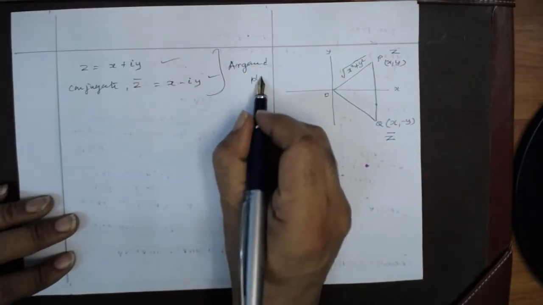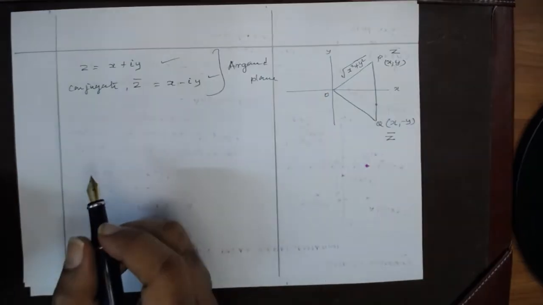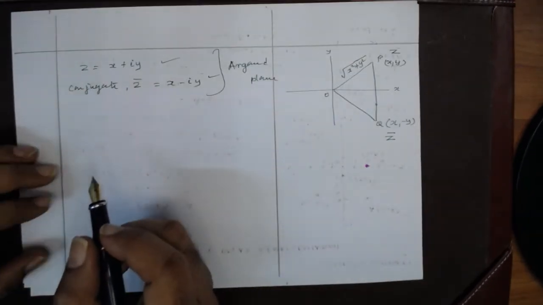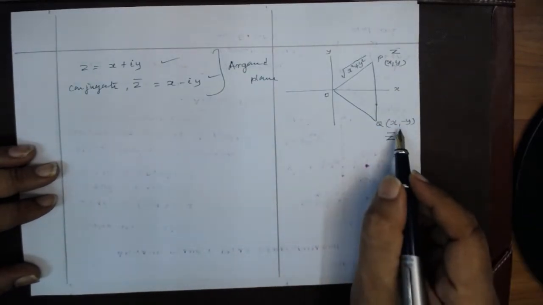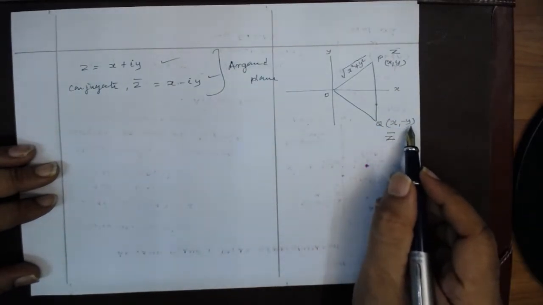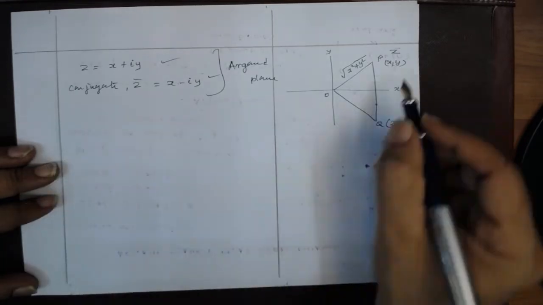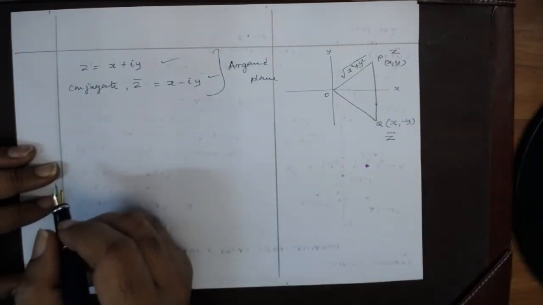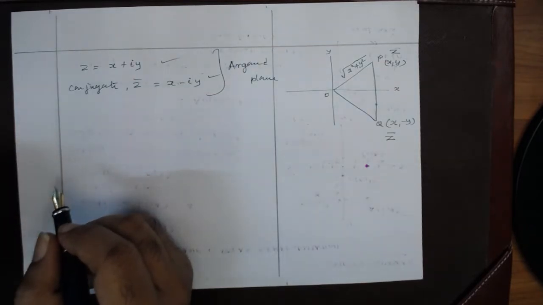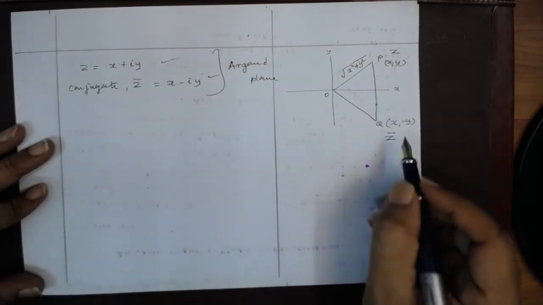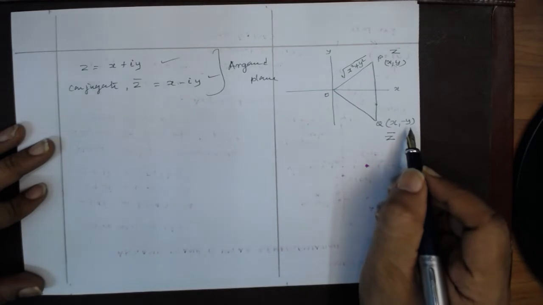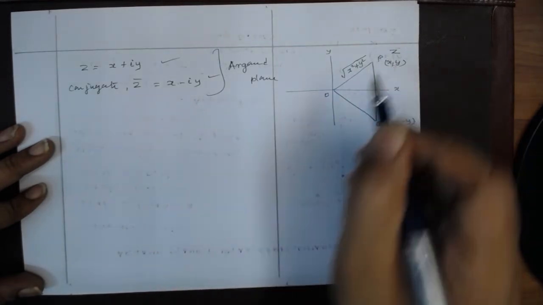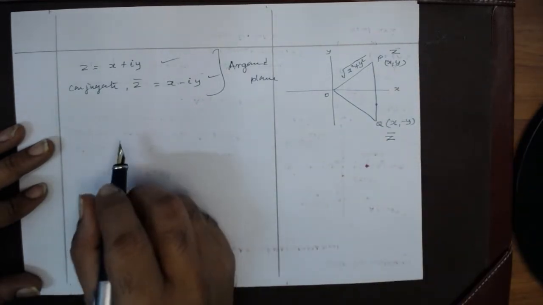Do you understand now? They are represented by P of (x, y) and Q of (x, minus y). So if this is z, this is z bar, the conjugate of z. So geometrically the point (x, minus y) is the mirror image about the real axis, is it not? On the real axis.